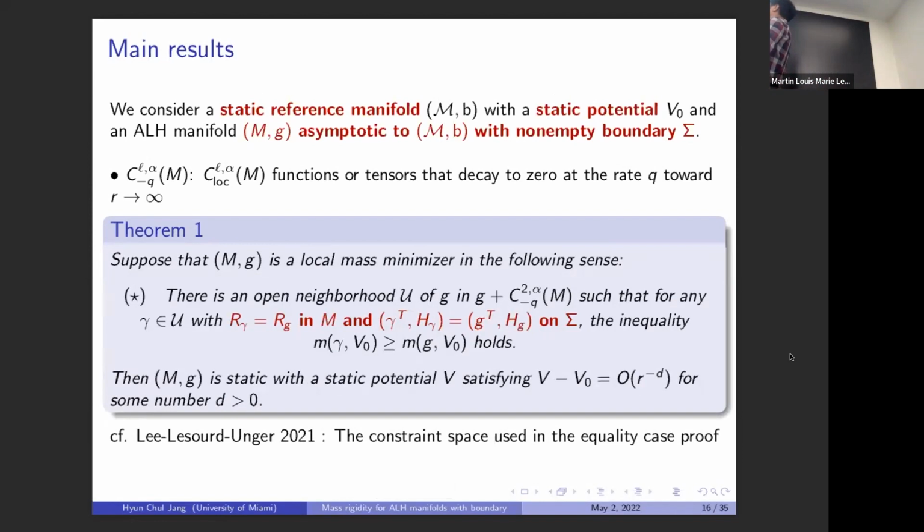Yeah, for that, I have no idea. Yeah, but we're going to upgrade this boundary condition, but not this one. Yeah, so in this paper, but I'm not sure if that's possible or not. Okay. About the scalar curvature. Okay, yeah, thanks for pointing that out. Okay. Right, so that's the first theorem. So when you have this constraint space, and if the mass is minimized in that, then we get the static metric.